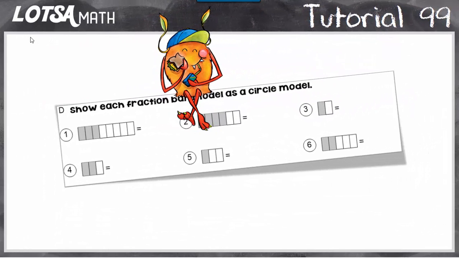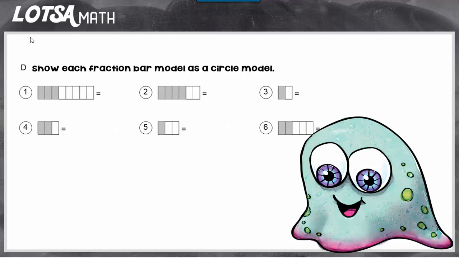For these questions, you're going to write fractions as circle models. So the directions say show each fraction bar model, and a fraction bar model is just a model that shows a fraction by separating a rectangle into parts. So you're going to show that as a circle model, and a circle model is just a model that shows a fraction by separating a circle into parts. So let's do some examples and see how to do it.